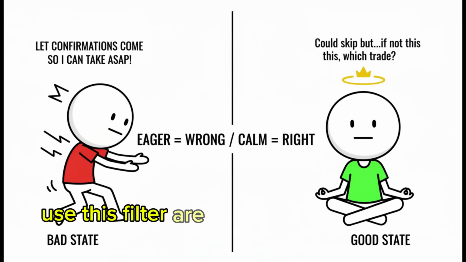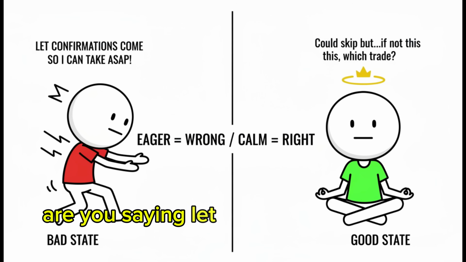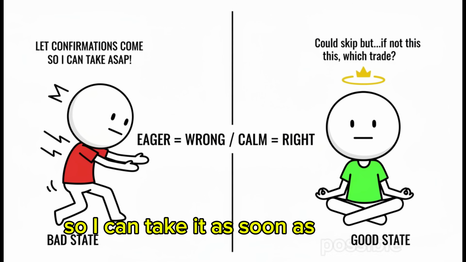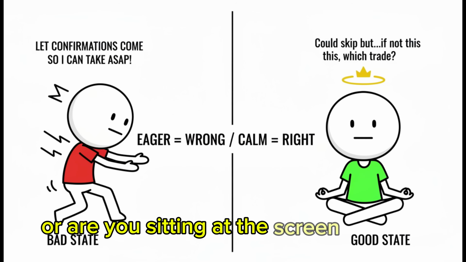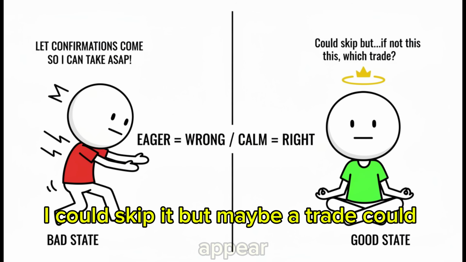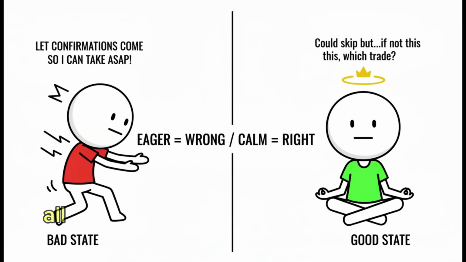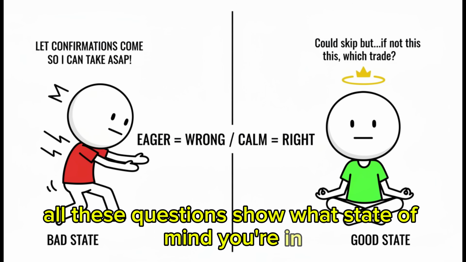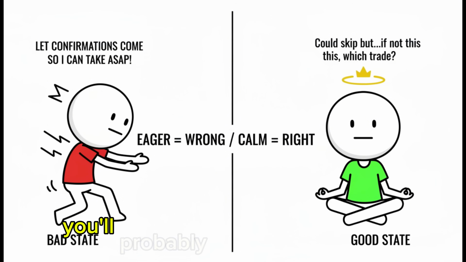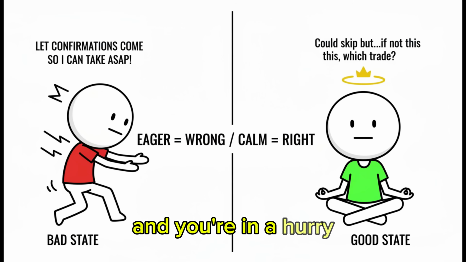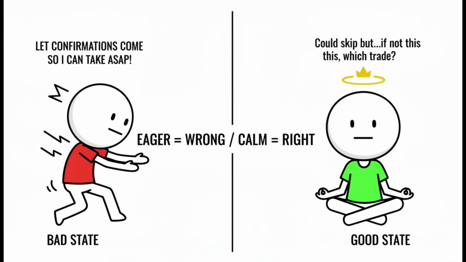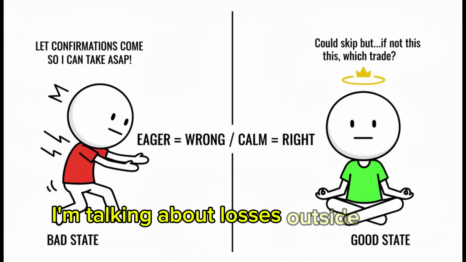Use this filter. Are you eager to take the trade? Are you saying, let all my confirmations come so I can take it as soon as possible? Or are you sitting at the screen thinking I could skip it, but maybe a trade could appear? Are you rushing? All these questions show what state of mind you're in. And if you're in the right state of mind, you'll probably take the right setup. If your emotional state is guiding you and you're in a hurry, you'll probably take a trade you shouldn't. So review your emotions. Notice which one you're more inclined to do. This awareness can protect you from unwanted losses. I'm talking about losses outside your setup.